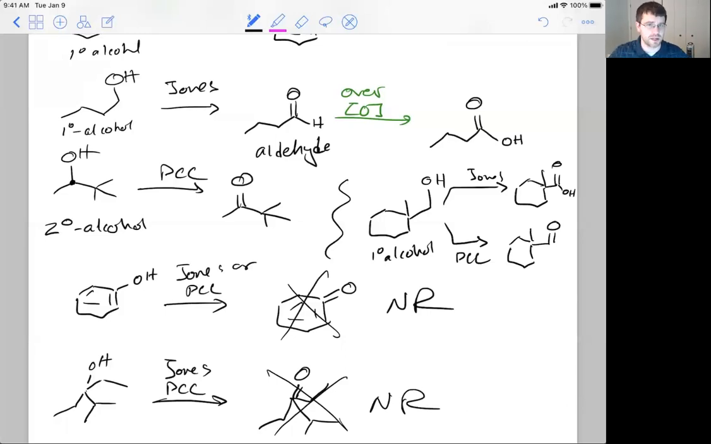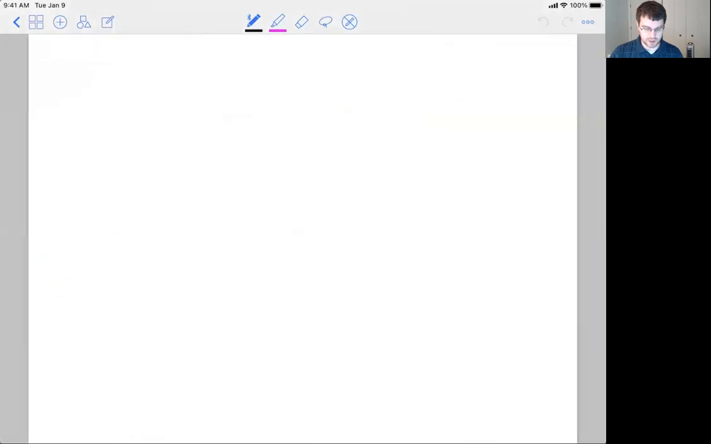So I went kind of fast through that, but we touched on this in the last lecture. Once you get the hang of it, it's not too bad. But if you want to practice it, just draw some alcohols, set them up with both sets of reaction conditions and see what you get. Let me know if you have questions. Okay, so let's go ahead and move on to synthesis of complex alcohols.